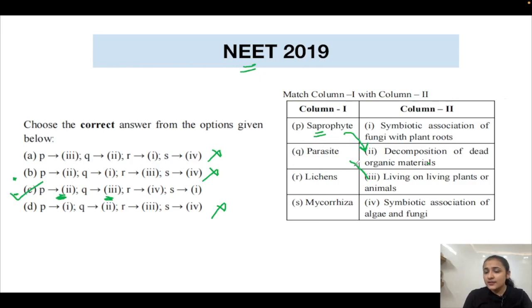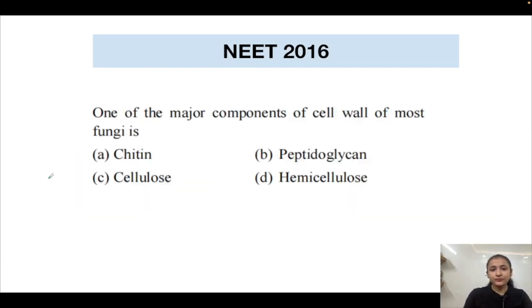Lichens are symbiotic associations of fungi with what? With algae. So, symbiotic association of algae and fungi are lichens. And mycorrhiza is the symbiotic association of fungi with plant roots. So, R is matching with 4 and S is matching with 1. So, the correct answer is option number C.